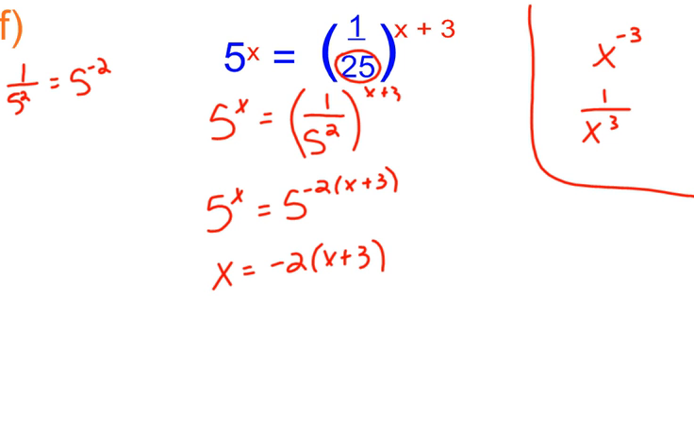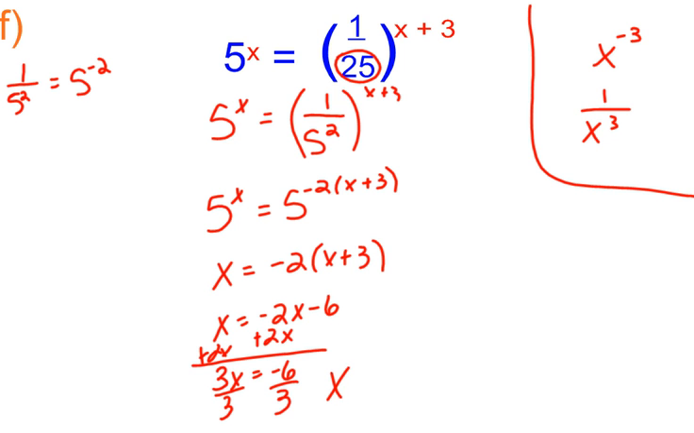I'm using my property of equality again, same base. When I distribute that negative 2, I'd add 2x to both sides. So I have 3x equals negative 6. And when I divide by 3, I get x to equal negative 2. And then again, you could check that if you wanted to.